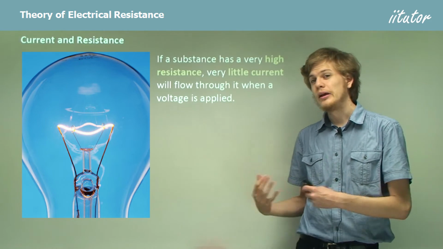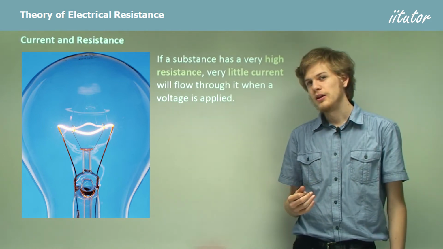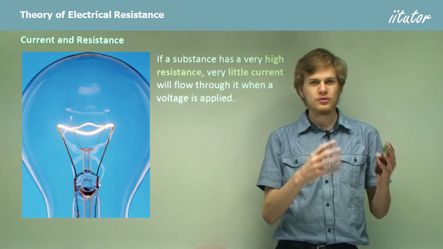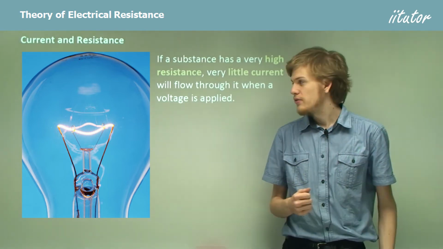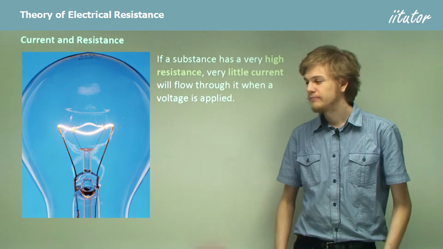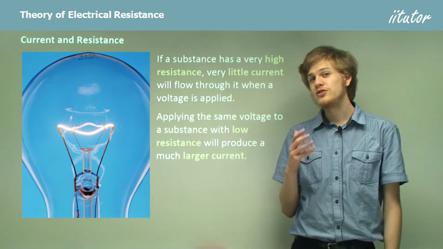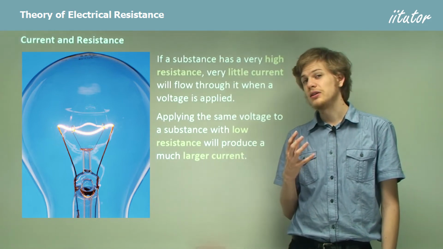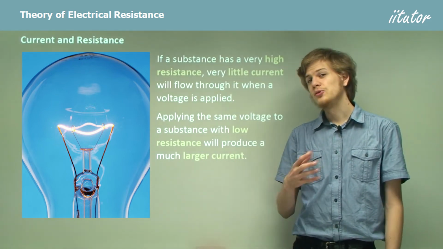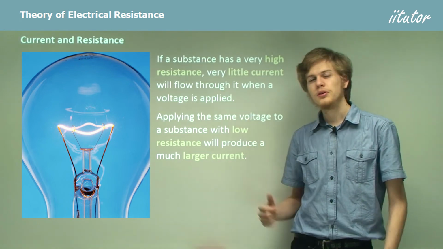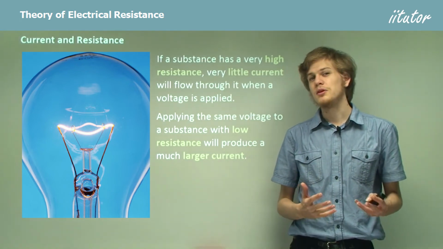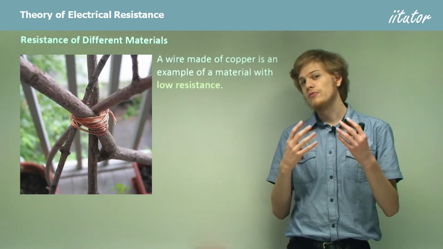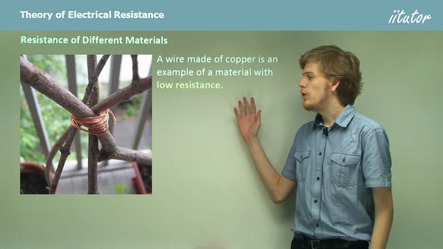Obviously, the current will increase with voltage, but if it only goes from 1 milliamp to 2 milliamps, when we move from 10 volts to 20 volts, then it has a very large resistance. Conversely, if we apply exactly the same voltage to something that has a very low resistance, then we get a much larger current. V equals IR, so if V is constant, but R is much lower, then I must be much higher, right? Now, an example of something with a very low resistance is copper wire.